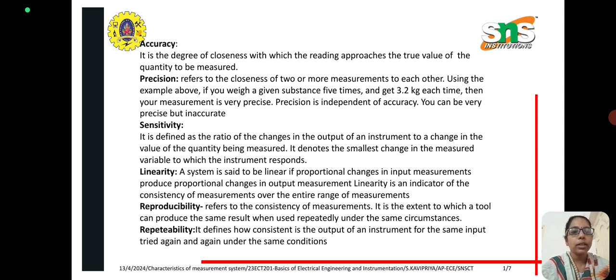And next one is reproducibility. Reproducibility refers to the consistency of measurements. It is the extent to which the tool can produce the same result when used repeatedly under different or same circumstances. Next one is repeatability. It defines how consistent the output of the instrument is when the same input is tried again and again under the same conditions.